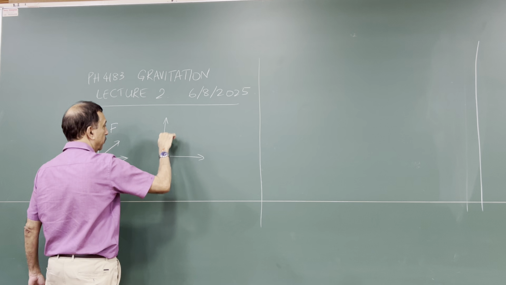Okay, so let me start by reviewing briefly what we did last time. We asked the question, what possible transformation from one frame to another will preserve the speed of light?